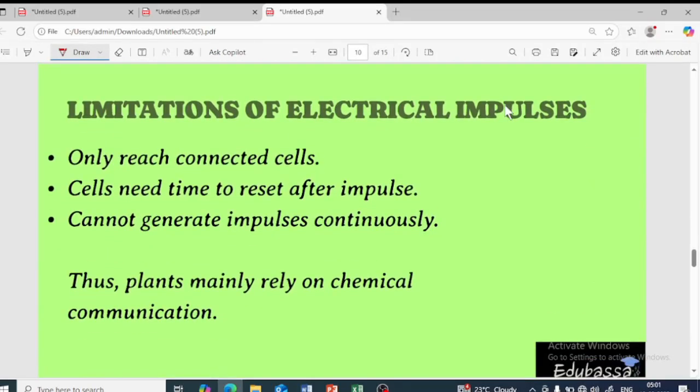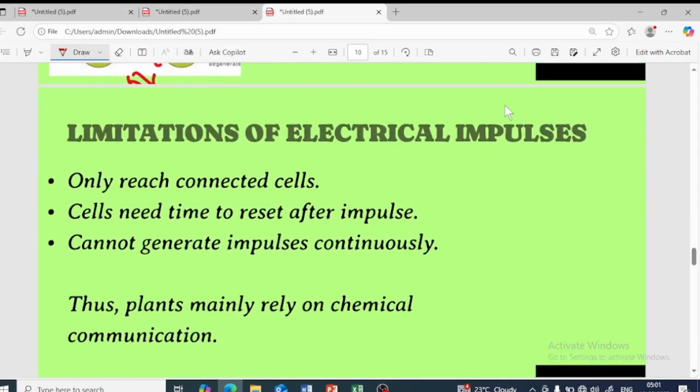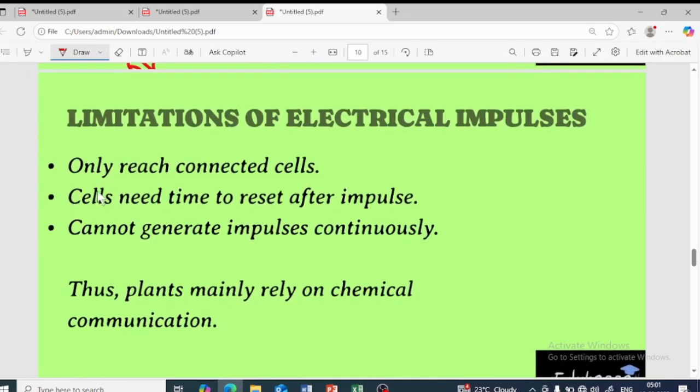Next is about the limitations of the electrical impulses. What are the limitations of the electrical impulses? The limitation of electrical impulses is that they can reach only the connected cells. Only wherever the connected cells are there will the electrical information, the electrical signal, be passed.